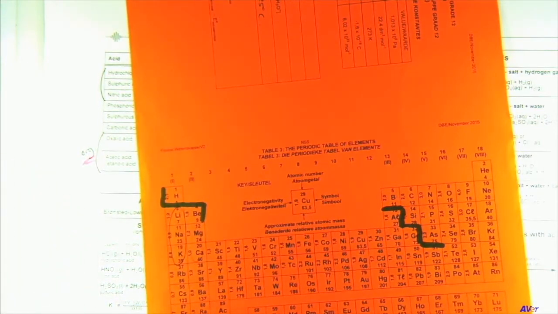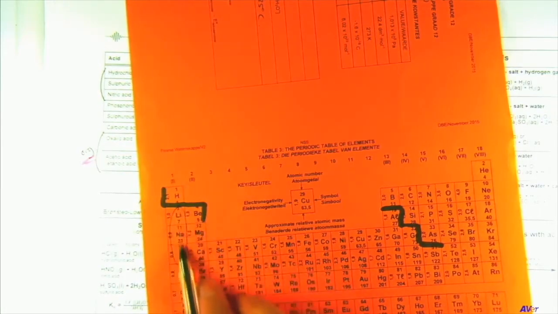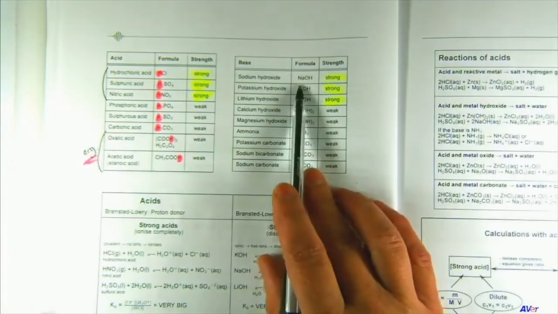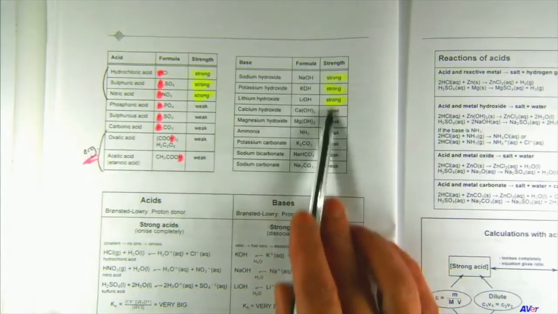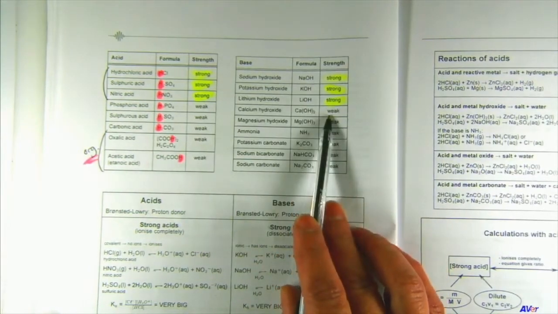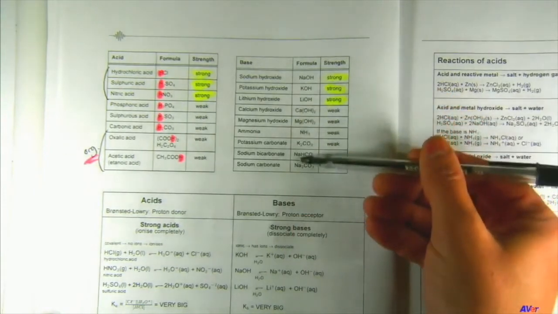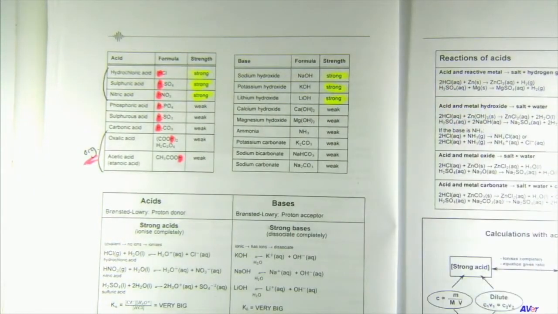Now, actually, when you were in grade 10, you learned the table of solubility. But I know you can't remember it. Okay. So, just remember, sodium, lithium, and potassium hydroxide will immediately give off an OH minus because it dissolves. And therefore, they are strong. And all the rest you have to learn, they are weak.